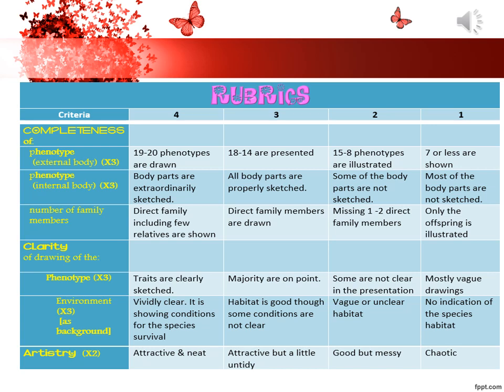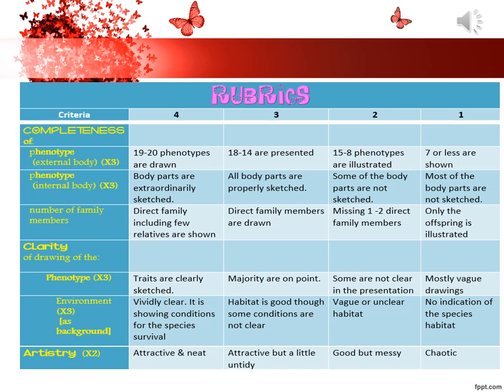For the phenotype internal body, the instruction was just choose one. Not all of them should be showing the internal body parts. Just one of them. Half, I've instructed, if you chose the father, half side of the father, left side maybe, would be showing the external phenotypes, and the other half side of the father should also be showing the internal phenotypes.